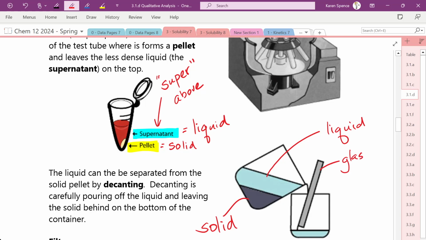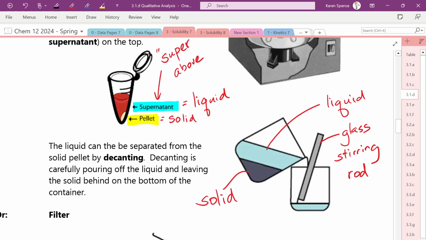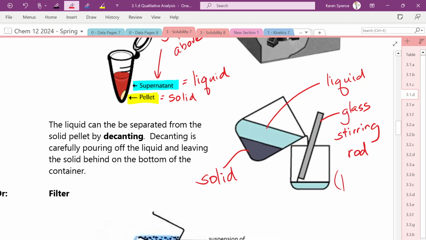we would use a glass stirring rod. The reason we use a glass stirring rod is it prevents splashing.